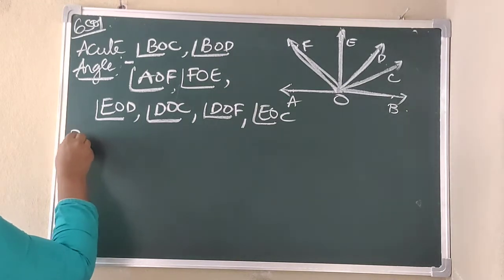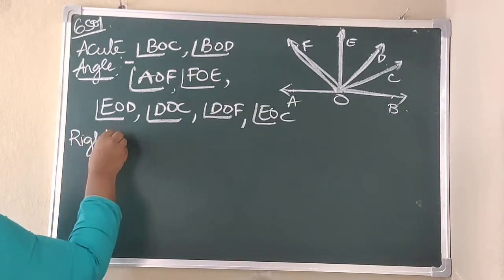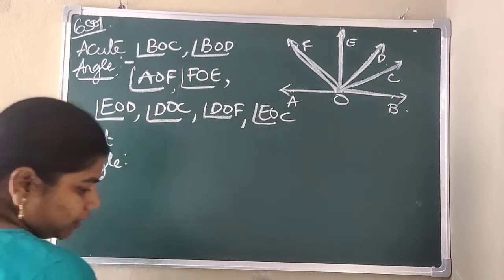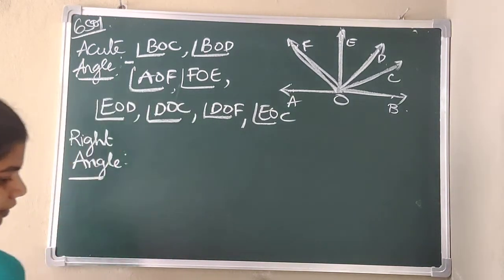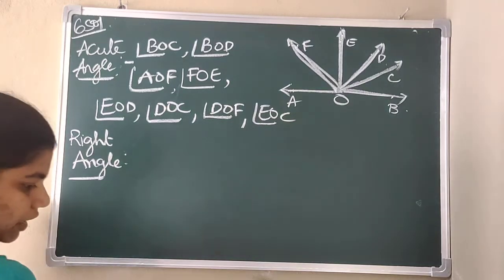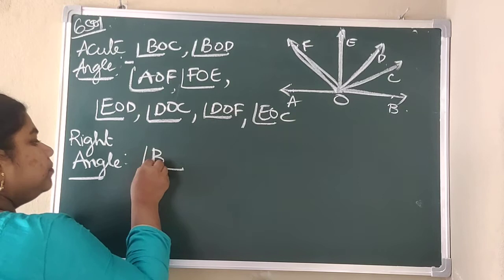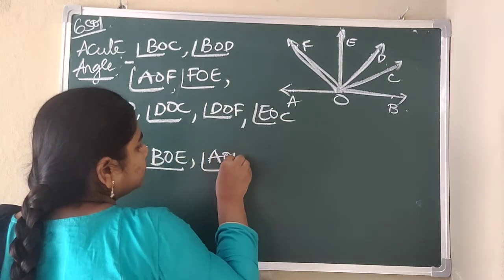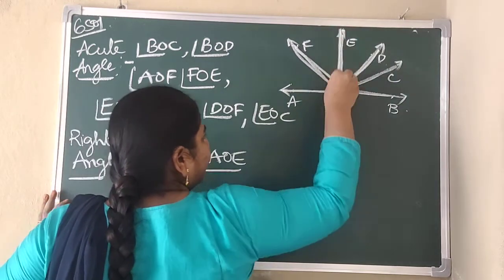Now we are writing about right angles. So what are the right angles here? Two right angles have been formed. BOE is one and the next one is AOE. So these two are right angles.